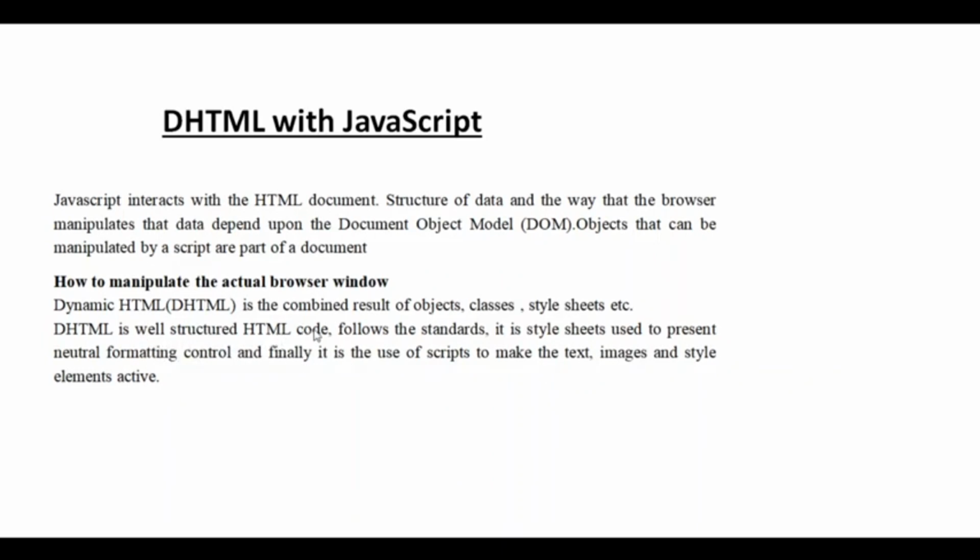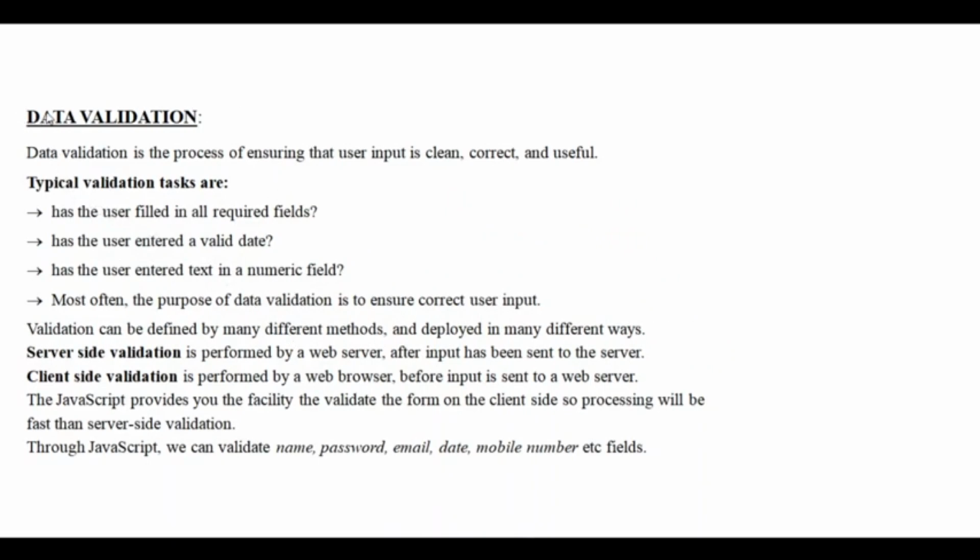So this is DHTML. Here JavaScript will interact with the HTML code and make changes, that is, the elements in the HTML and the elements in the CSS can be made active by using JavaScript. So without changing any code in the HTML page and the CSS style sheet, we can manipulate those objects by using the JavaScript language.